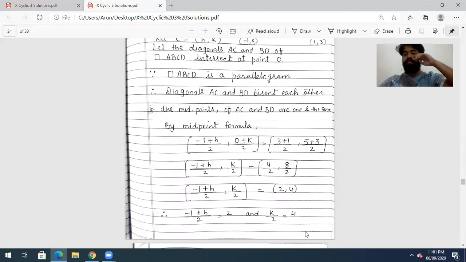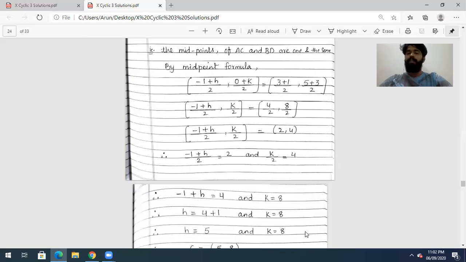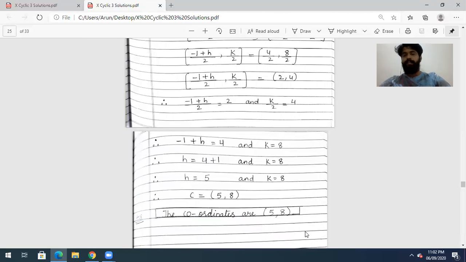(-1 + h)/2 is equal to 2 and k/2 is equal to 4. So -1 + h is equal to 4 and k is equal to 8. And the -1 goes to the other side and becomes plus 1. So we have h is equal to 4 + 1 and k is equal to 8. So h is 5 and k is 8. So the coordinates of C are (5, 8). I hope you understood. It was a pretty simple question.